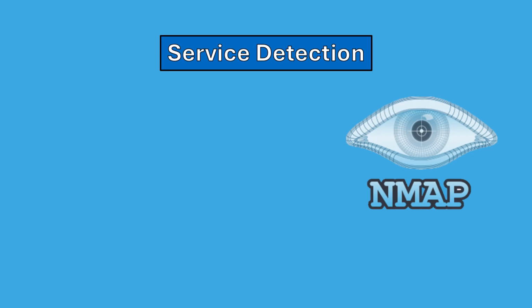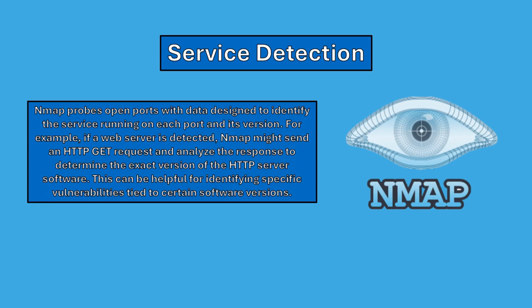Next is service detection. NMAP probes open ports with data designed to identify the service running on each port and its version. For example, if a web server is detected, NMAP might send an HTTP GET request and analyze the response to determine the exact version of the HTTP server software. This can be helpful for identifying specific vulnerabilities tied to certain software versions.